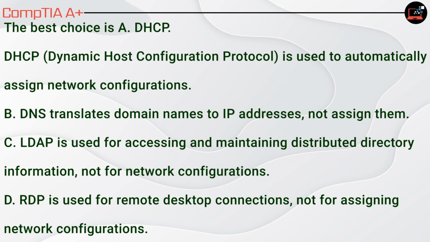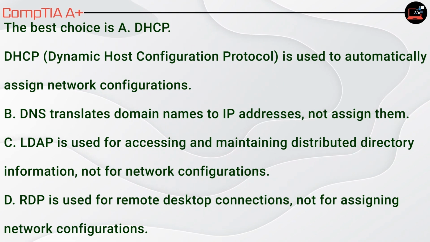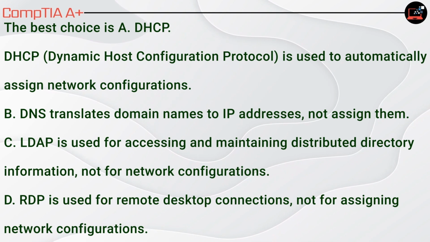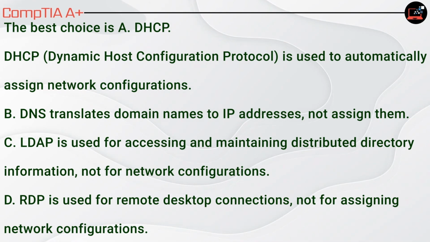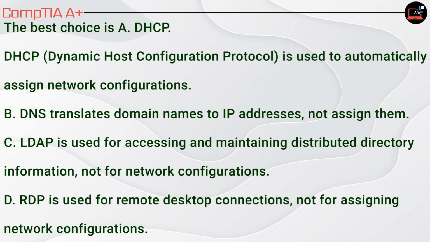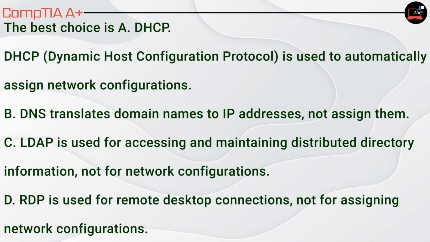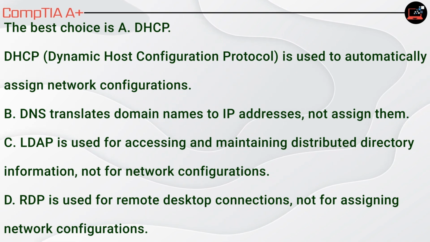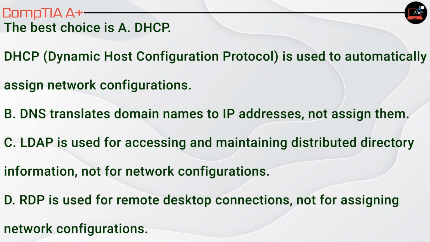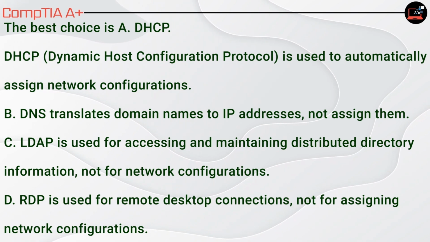The best choice is A, DHCP. DHCP, Dynamic Host Configuration Protocol, is used to automatically assign network configurations. B, DNS translates domain names to IP addresses, not assign them. C, LDAP is used for accessing and maintaining distributed directory information, not for network configurations. D, RDP is used for remote desktop connections, not for assigning network configurations.